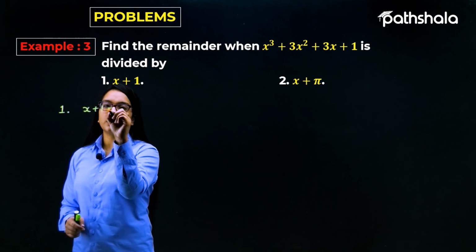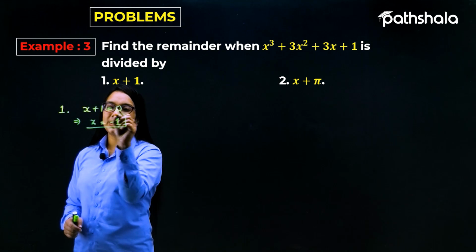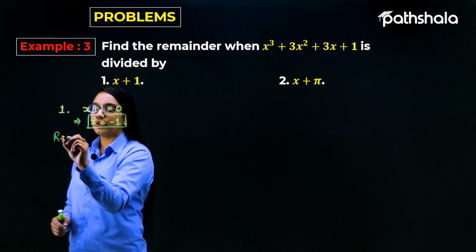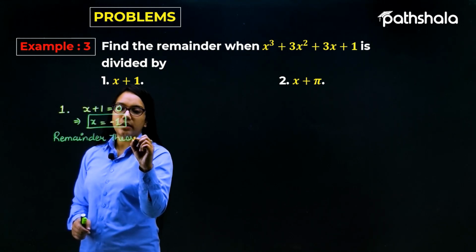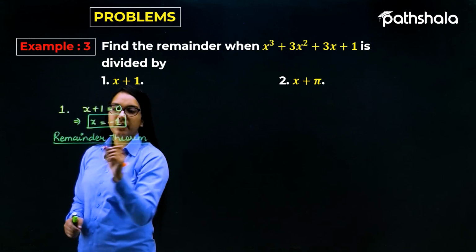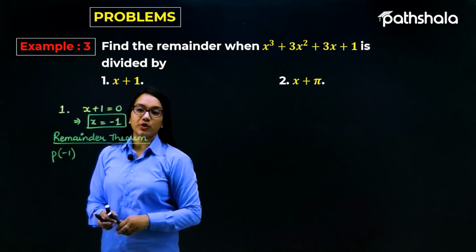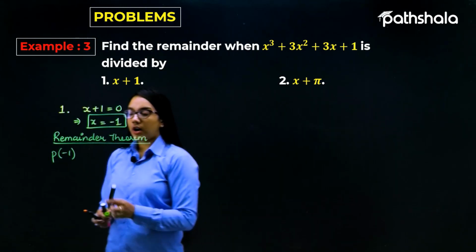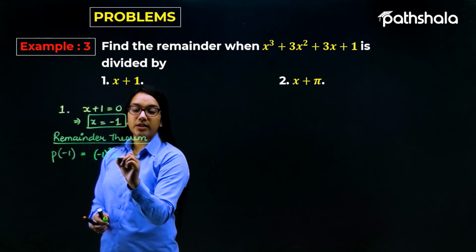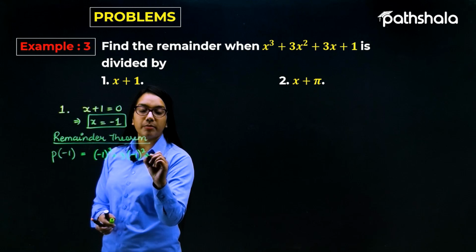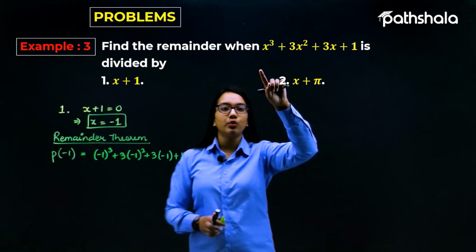So x plus 1 is equal to 0, so x is equal to minus 1. So using x equal to minus 1 in the remainder theorem, the remainder is nothing but p of minus 1. It means we have to substitute minus 1 in the whole polynomial. After substituting minus 1, what are we getting? Minus 1 whole cube plus 3 of minus 1 whole square plus 3 of minus 1 plus 1. So we are substituting x as minus 1 into all these terms.